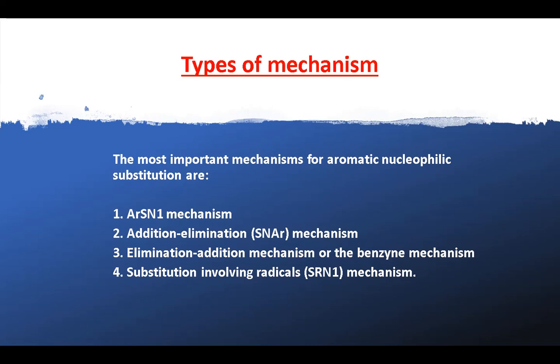Number 2, reactions activated by an electron withdrawing group at the ortho and para position with respect to the leaving group, that is the addition-elimination mechanism. Number 3, reactions catalyzed by a very strong base, which proceed through an arine intermediate, that is the benzyne mechanism. And the last one is reactions initiated by an electron donor, that is the SRN1 mechanism, which involves radicals. Now we will discuss all types of mechanism one by one.